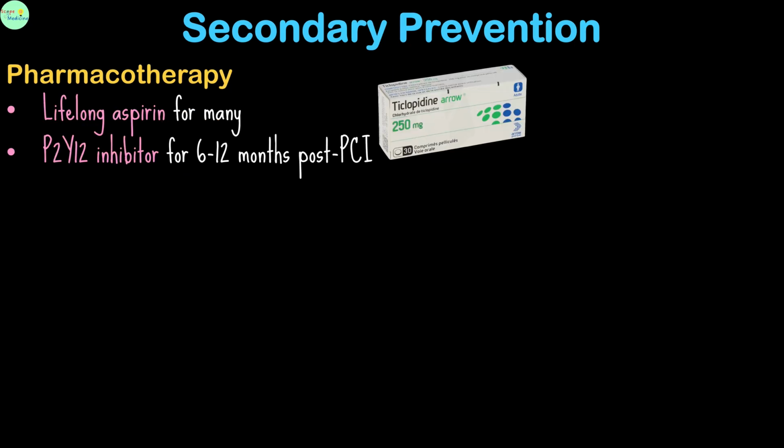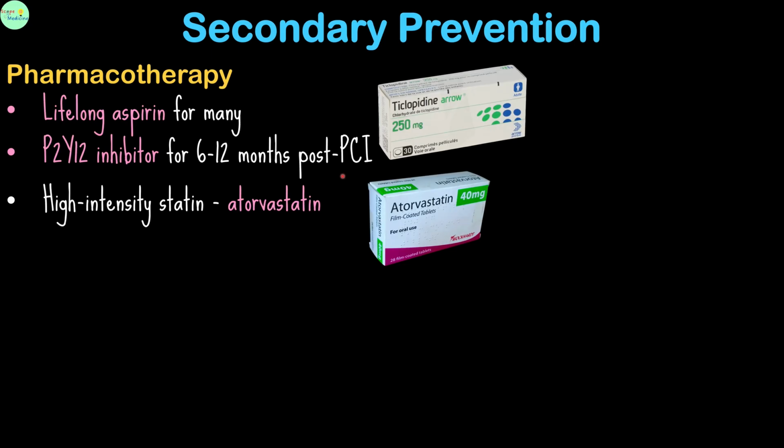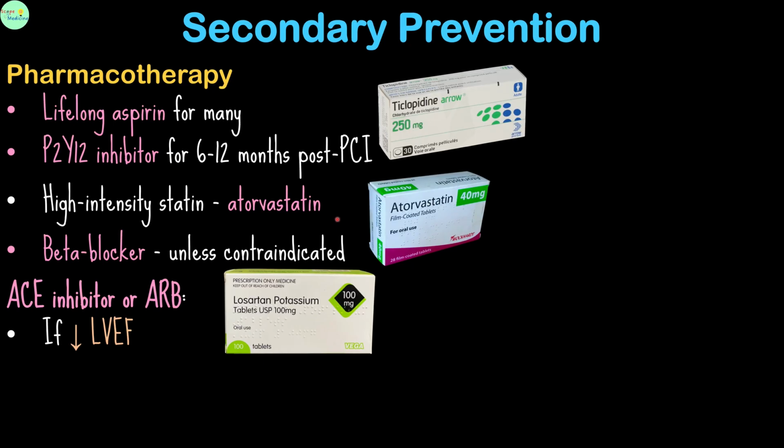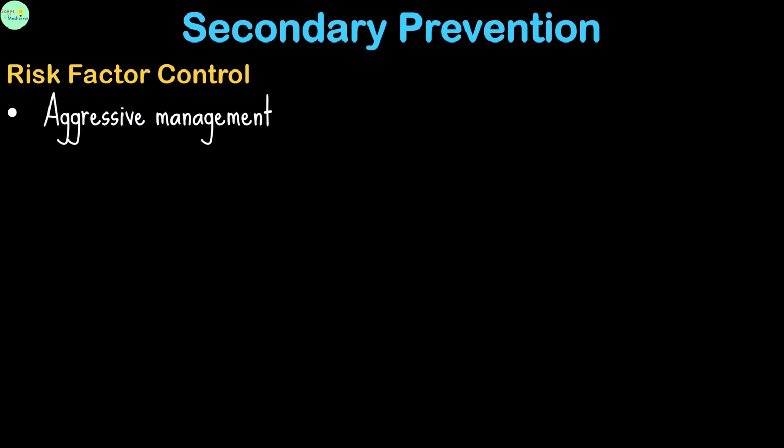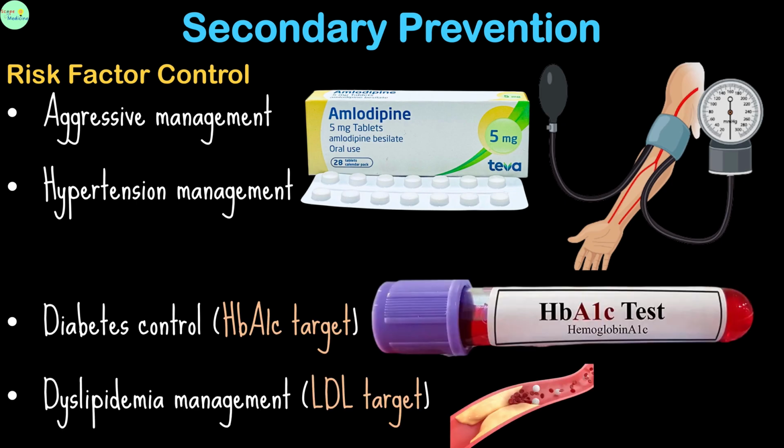Essential pharmacotherapy typically consists of lifelong aspirin, a P2Y12 inhibitor for 6 to 12 months after a percutaneous coronary intervention, a high-intensity statin, a beta blocker, and an angiotensin-converting enzyme inhibitor or angiotensin receptor blocker, especially if the left ventricular ejection fraction is reduced. An aldosterone antagonist may be added for patients with a left ventricular ejection fraction less than or equal to 35% who have symptoms. Aggressive control of all cardiovascular risk factors, including hypertension, diabetes, and dyslipidemia, is non-negotiable.